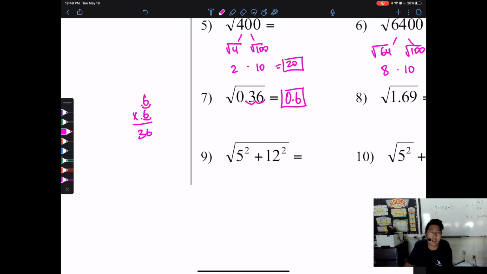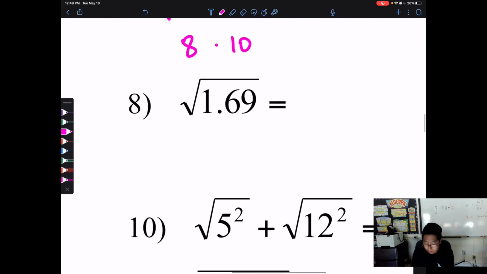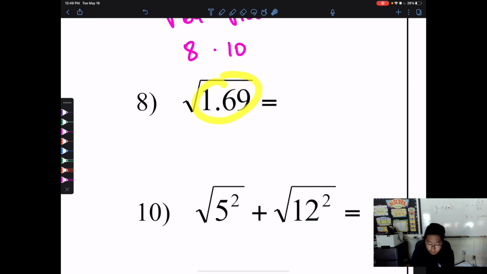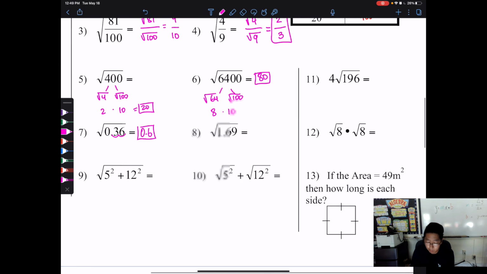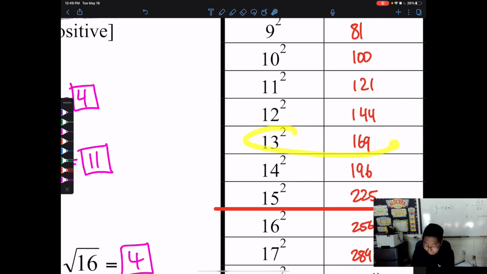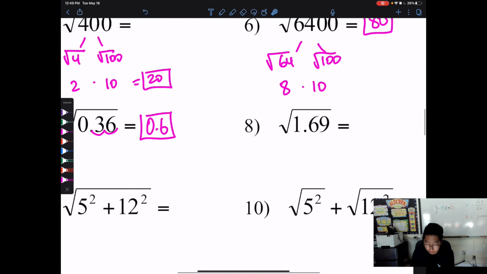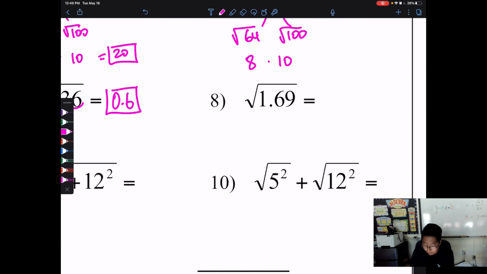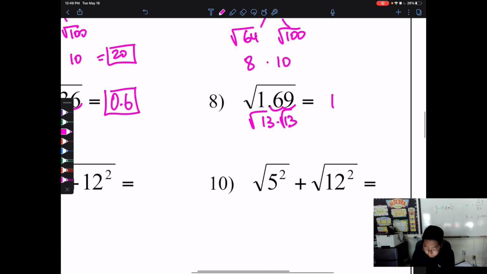If you aren't good at multiplying and dividing decimals, that's going to be tricky. Okay? Here, 169. Think of the whole number, right? 169. We could break 169 in here. It's 13 times 13. Right? 169. So here we're going to have 13 times 13. But because the decimal point moves over 2 times, we're going to do the same thing. We're going to move it over once in each one. So we're going to get 1.3.